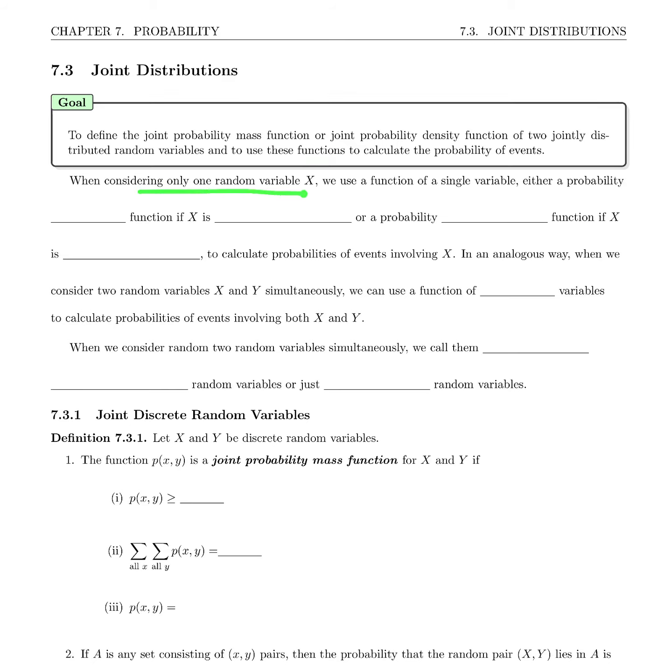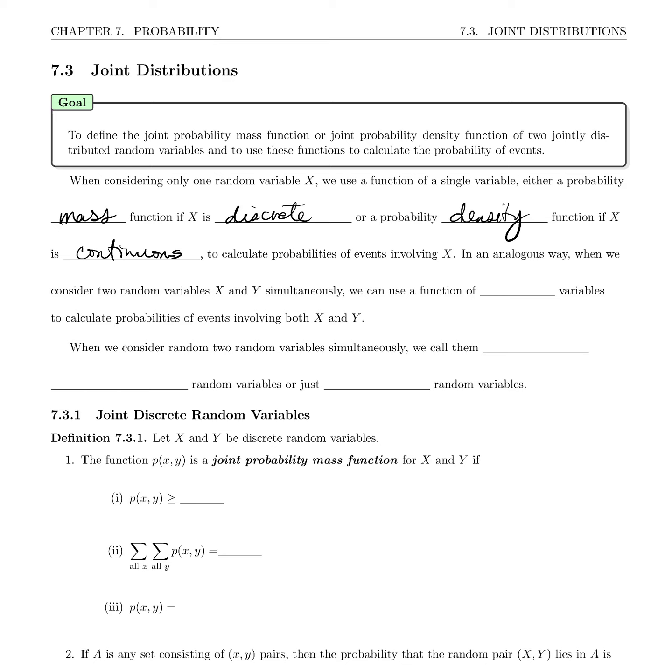When considering only one random variable X, we use a function of a single variable, either a probability mass function, if X is discrete, or a probability density function if X is continuous. And we use these functions to calculate the probabilities of events involving X.